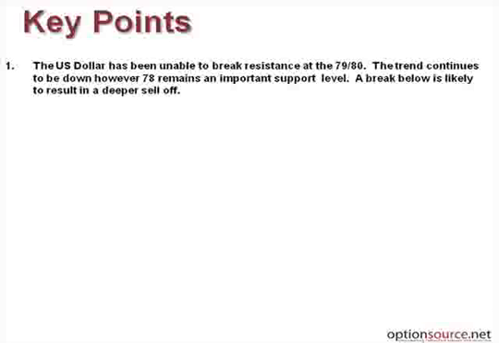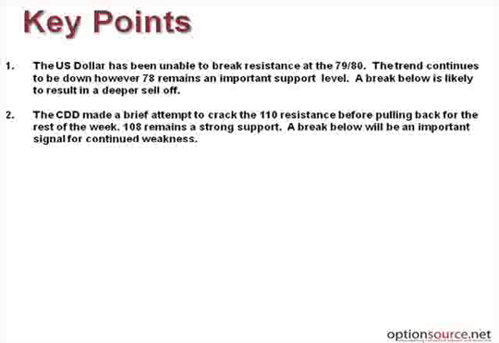Let's review our key points. First of all, the US dollar has been unable to break resistance at the 79.80 focal zone. The trend continues to be down. However, 78 remains an important support level. A break below this is likely to result in a deeper sell-off. The CDD made a brief attempt to crack the 110 resistance level before pulling back for the rest of the week. 108 remains a strong support. A break below this will be an important signal for continued weakness.